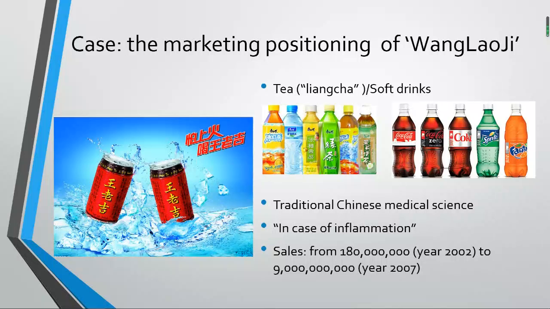Before we start, I would like to show you a small case. Does any one of you know this brand? It's called Wang Lao Ji. It's quite famous in China, and it's a soft drink, just like in the picture on the left. The packaging of this product is quite normal, but a little bit different from a traditional soft drink, such as Coca-Cola or Sprite or Fanta. It's a unique product classification in China.